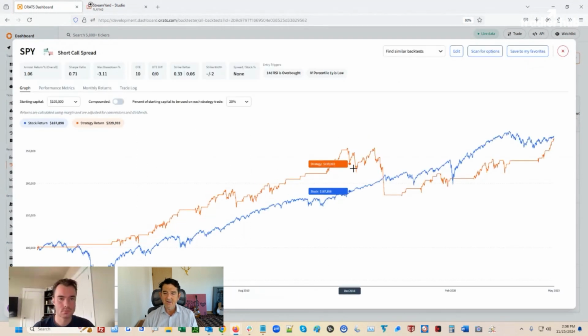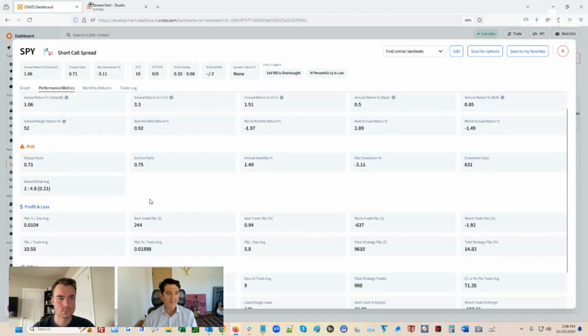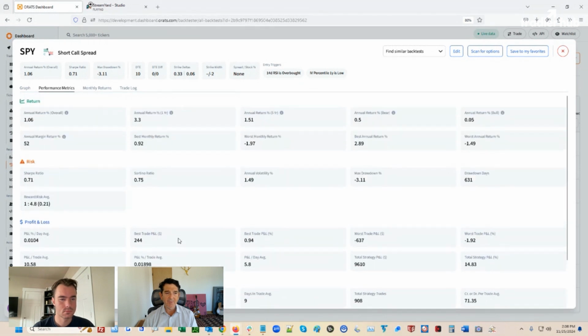So you can see that it's not in all the time. It's only in when the RSI is overbought and the IV percentile is low. But all in all, so far so good. Performance metrics, again, the annual return is not going to be that high, but it sure has a nice return versus margin. The drawdowns aren't too bad on this. Percent of the time, win rate 73%.